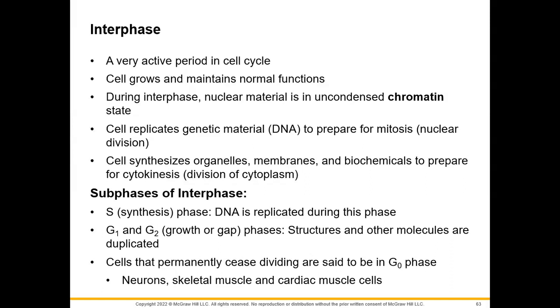The subphases of interphase are the S phase, known as synthesis phase. That's where the DNA is replicated. There's G1 and G2 phases. They can be known as growth or gap phases. That's when structures and other molecules are duplicated. The cells that permanently cease dividing are said to be in a G0 phase. And cells that do that are neurons, skeletal muscle, and cardiac muscle cells once they are mature.